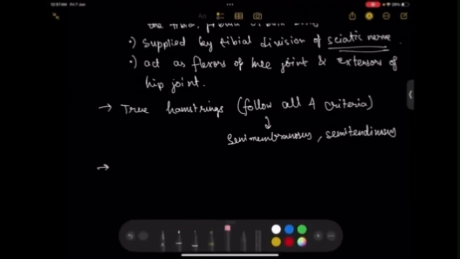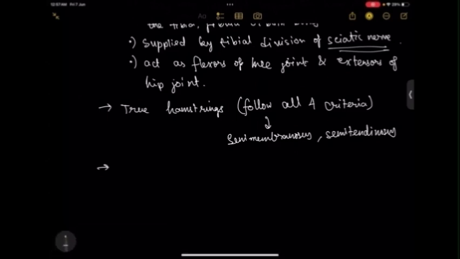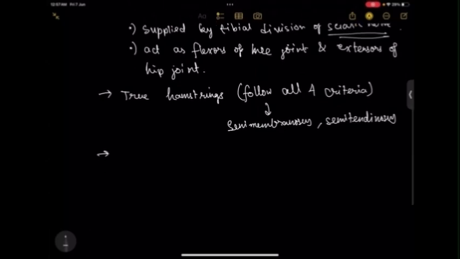Since we are not doing osteology, I'm not talking about it in much detail, but this is some information that will make it easier for you to understand what I'm telling you here. But anyway, you don't need that much detail in this answer. If you are writing a short note on the hamstrings, you don't need all that.